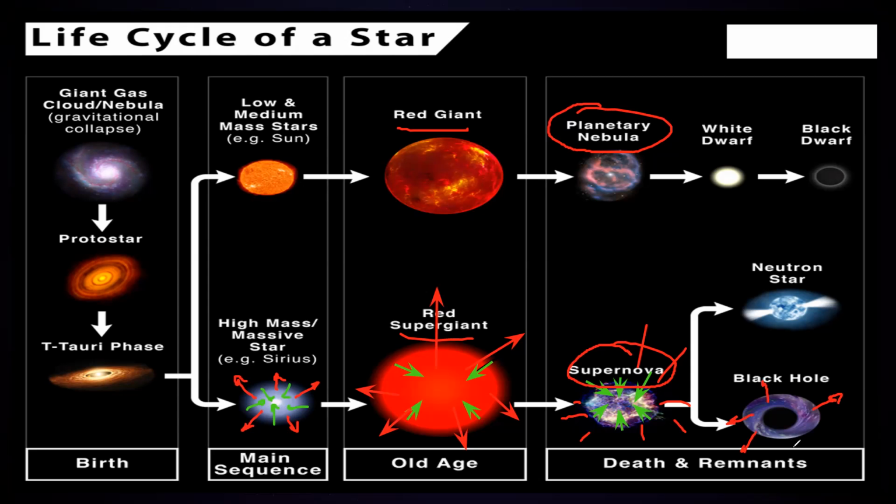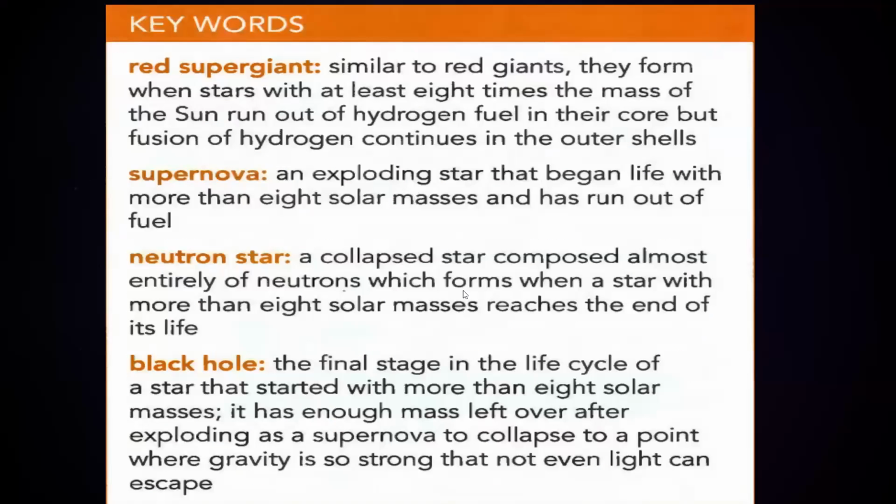So high mass stars tend to produce black holes, and a neutron star means a very small star. That refers to a neutron star: a collapsed star composed almost entirely of neutrons, which forms when a star of more than 8 solar masses reaches the end of its life. So these are the terminologies you have to learn.